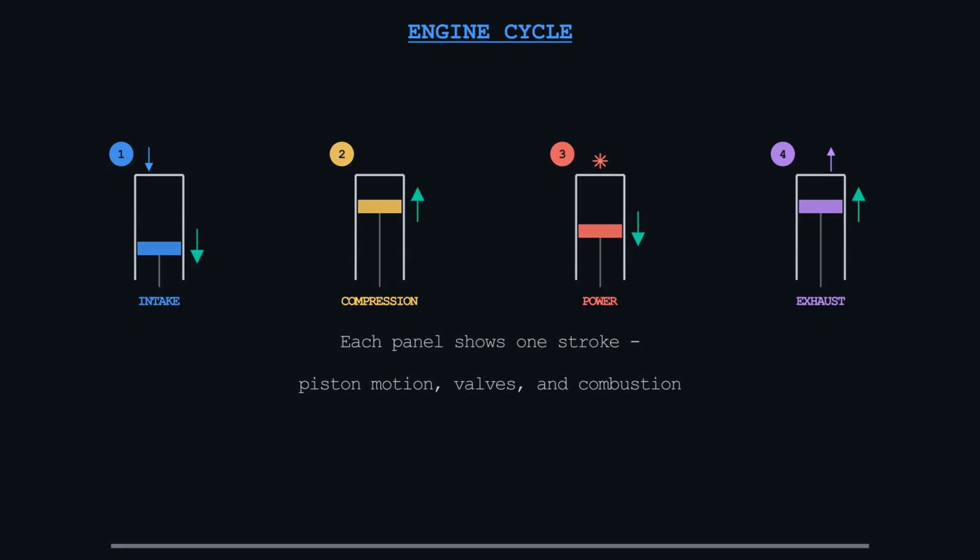Third, power, where ignition fires and drives the piston back down. And fourth, exhaust, where the piston moves up again and the exhaust valve opens to push the burnt gases out, ready for the cycle to begin again.